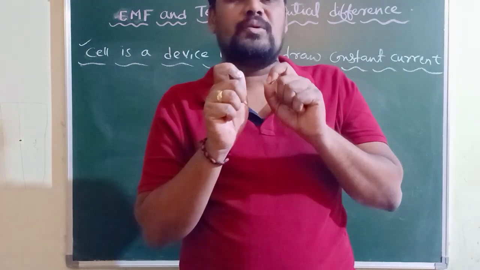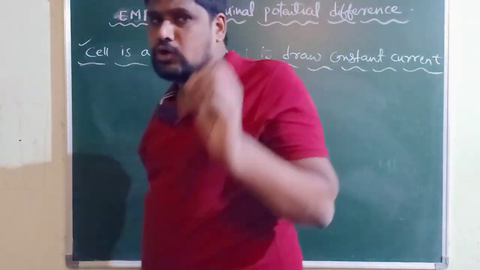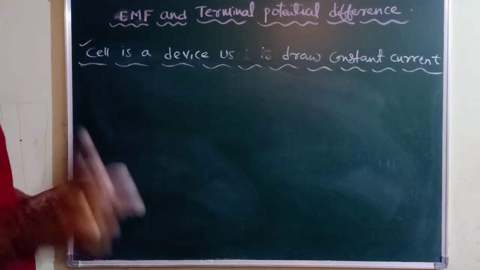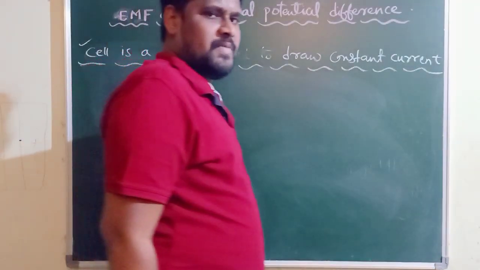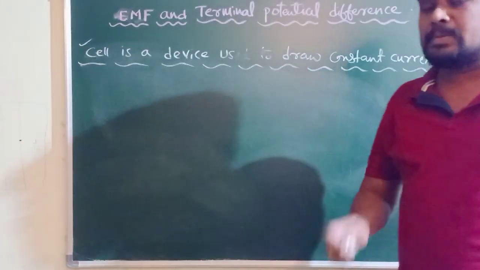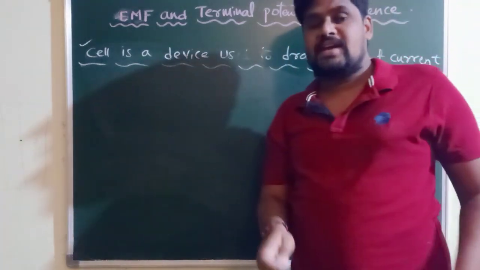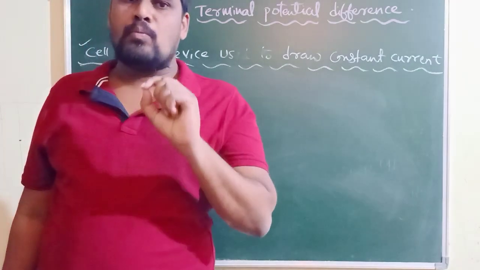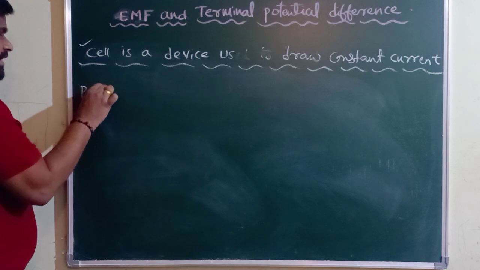Voltmeter. Whatever the potential difference we are measuring across a cell when it is in which circuit? Open circuit. Such a potential difference, we'll call it EMF. What is EMF? Electromotive force. What is electromotive force? It is a potential difference or a voltage across a cell when it is in which circuit? Open circuit. Concentrate here. Potential difference across a cell.